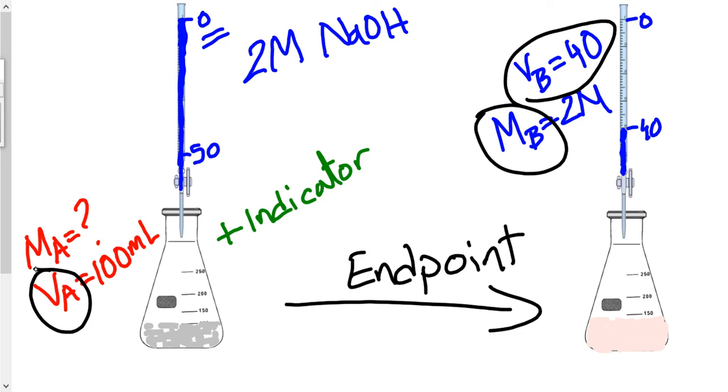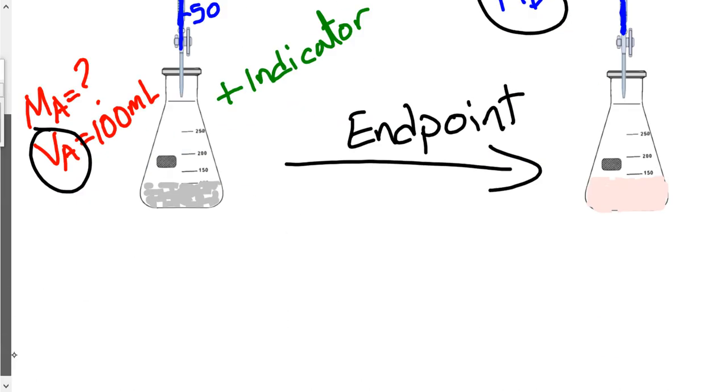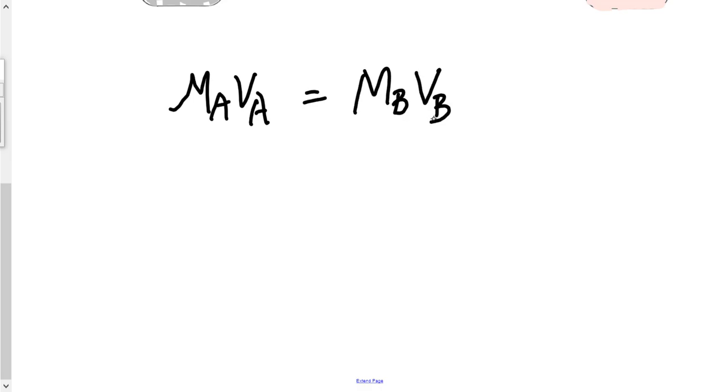And to calculate the concentration for the acid, we have to use our titration formula. So what is our titration formula? Our titration formula is MaVa equals MbVb. You can find this formula in reference table T, where Ma is the concentration of the acid, Va is the volume of the acid, Mb is the concentration of the base, and Vb is the volume of the base.